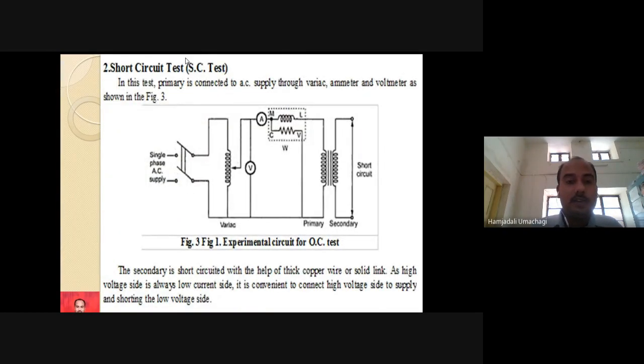Next test is what? Short circuit test. The short circuit test, in short, is called the SC test. So, when do you say the circuit is shorted?